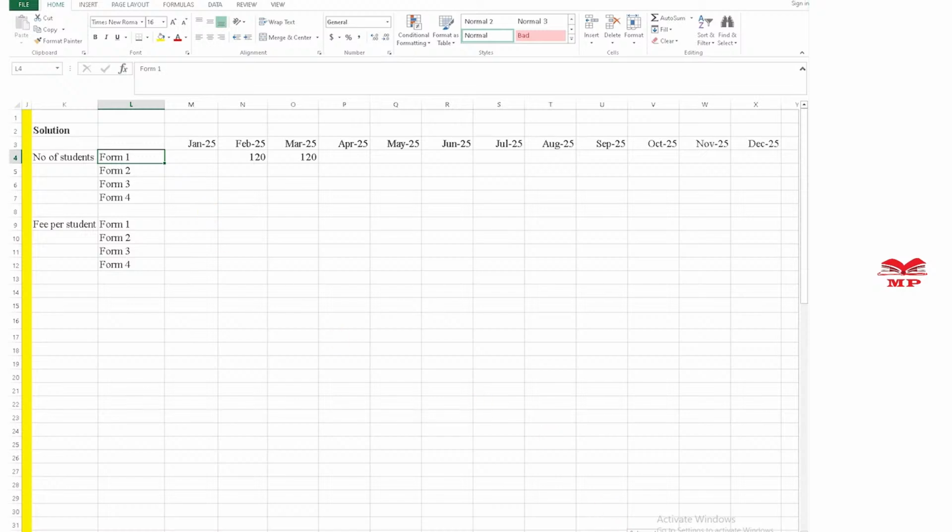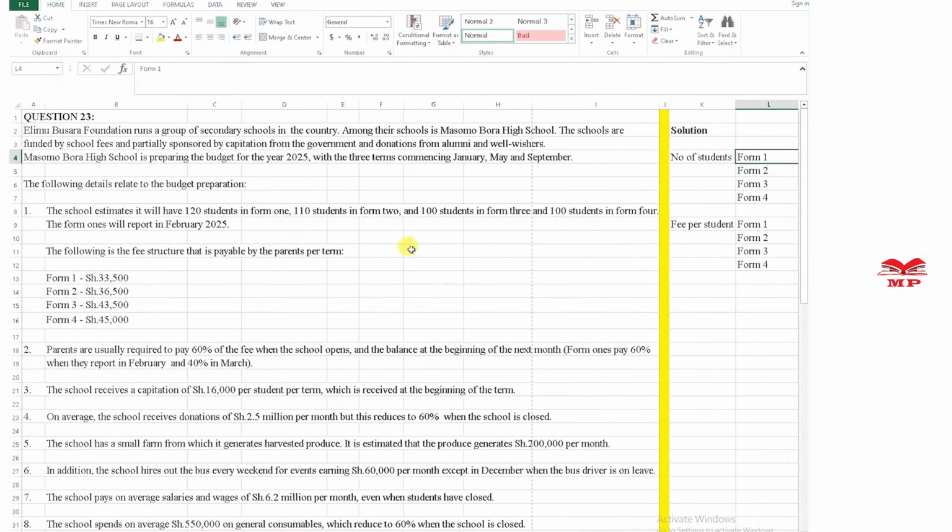So because we've been told that the 120 Form 1 students will report in January 2025, we will now proceed to see when the term dates actually are. So we move on to the beginning, with the 3 terms commencing January, May, and September.